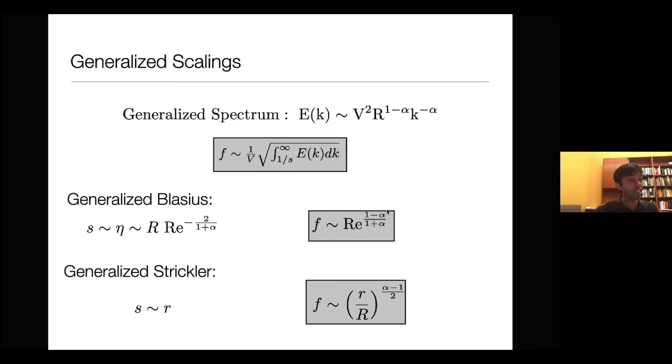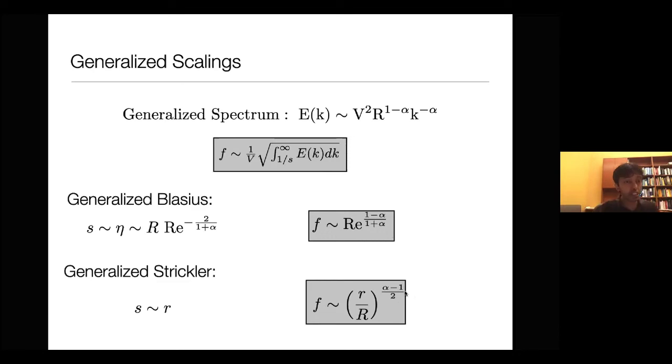But if alpha is different than 5 over 3, then we can a priori predict what the frictional exponent is going to be. Likewise, for the generalized Strickler or the rough scaling, you have friction goes as roughness to the power of an exponent that purely depends on alpha. If alpha is 5 over 3, this exponent is 1 over 3, the standard Strickler exponent. But for a different alpha, we can again a priori predict what the exponent is going to be.